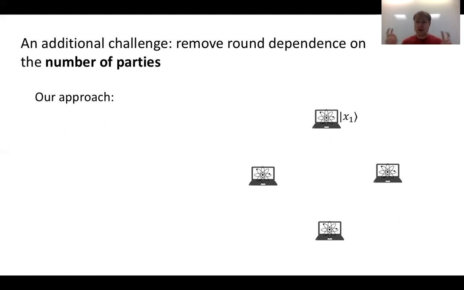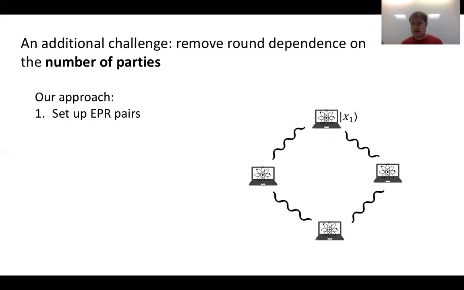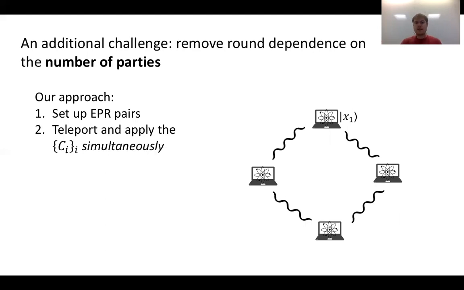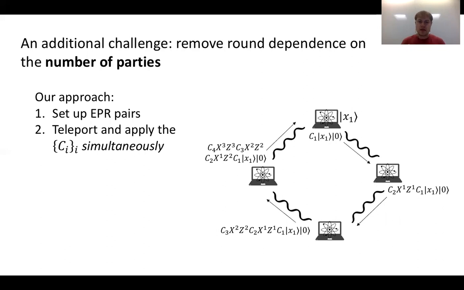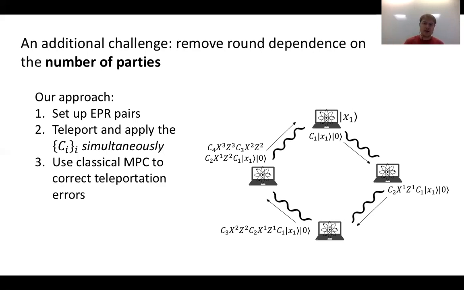So our approach to round collapse this step is to use teleportation. In the first round, we'll have parties set up EPR pairs with each other. And then we're going to have the parties teleport and apply their random Cliffords simultaneously, in a single round. This basically leads to the same result as before, except that there are teleportation errors now inserted between all of these Cliffords. But this is okay because we can then use classical MPC again in a round efficient way to correct these teleportation errors. So this whole input commitment phase can be done in a constant number of rounds.